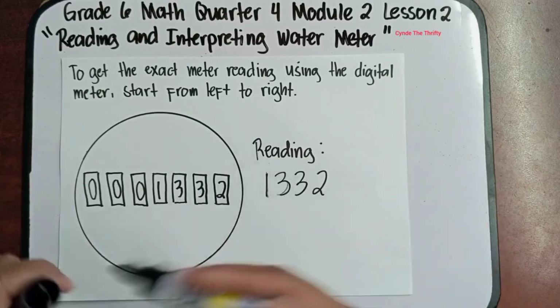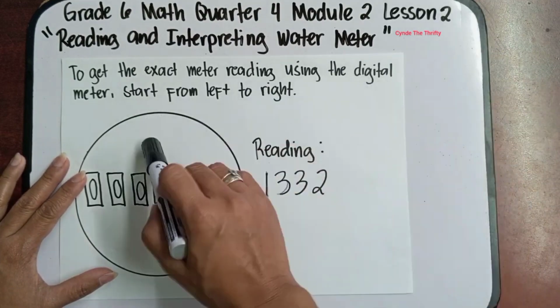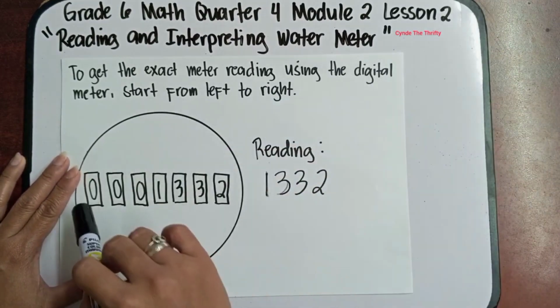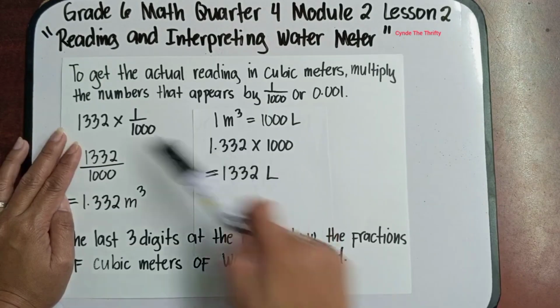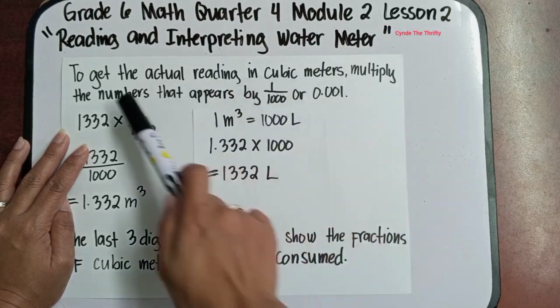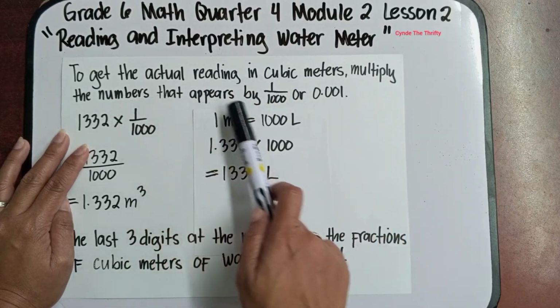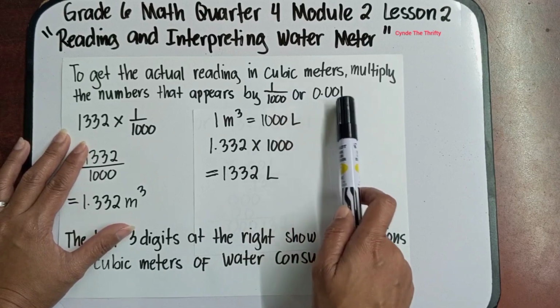So, yun ang pagkakaiba ng analog meter at digital meter. Kapag si analog, magsimula ka sa right, papunta sa left. Si digital naman, magsimula ka sa left, papunta sa right. So, huwag kayong malito. Next rule. To get the actual reading in cubic meters, multiply the numbers that appears by 1 over 1,000 or 0.001.